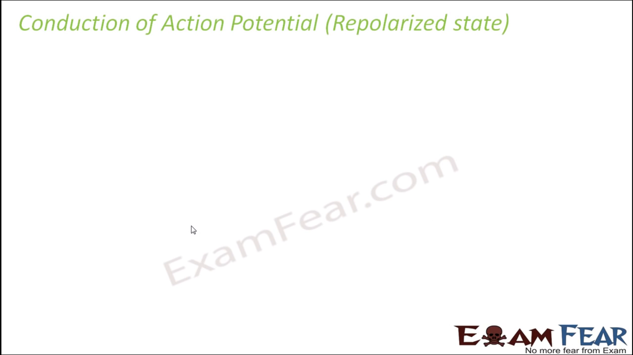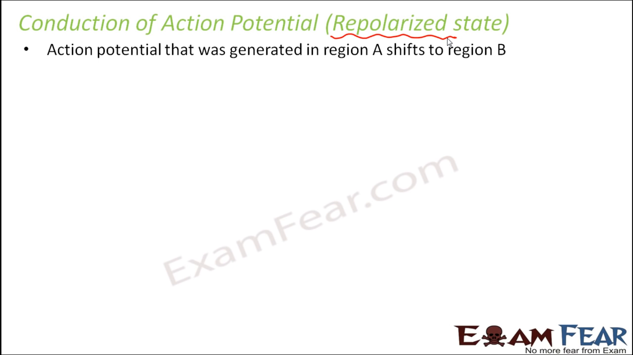That is what we will now talk about in the conduction of action potential. This is also known as the repolarized state. Now this is going to be interesting and your concepts will become clearer. So far we understood the depolarized state. Now the action potential which was generated in region A shifts to region B. The region where the action potential is getting generated is region A.